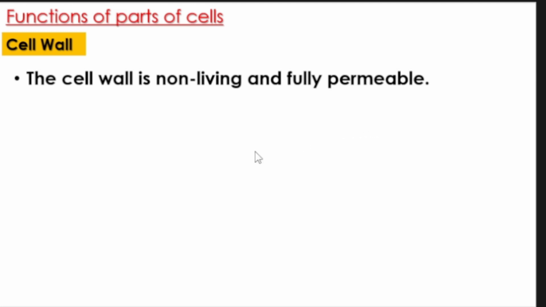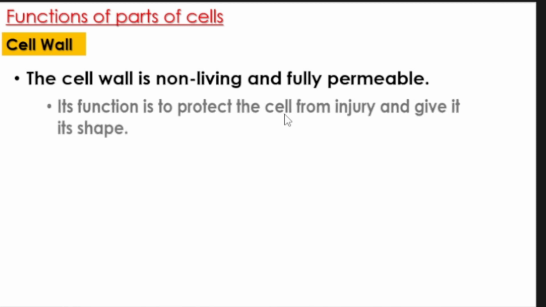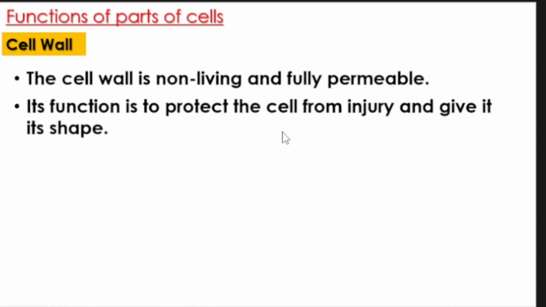All right, and the function of it is to protect the cell from injury and give it its shape. All right, so that's the function. It protects the inside of the cell and also gives the cell its shape. And usually these cells of plants are hard, and that's why you see a plant standing, because of the cell wall that really supports the cell to remain strong.